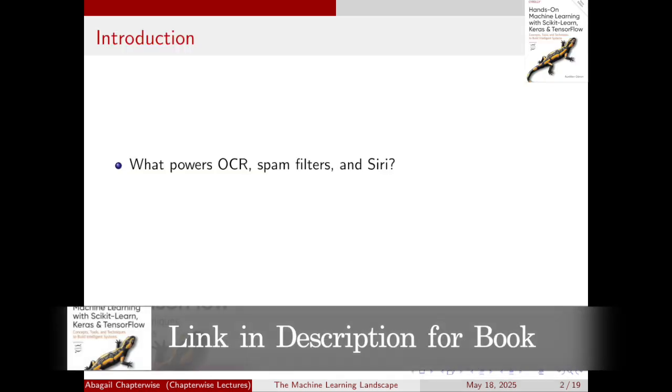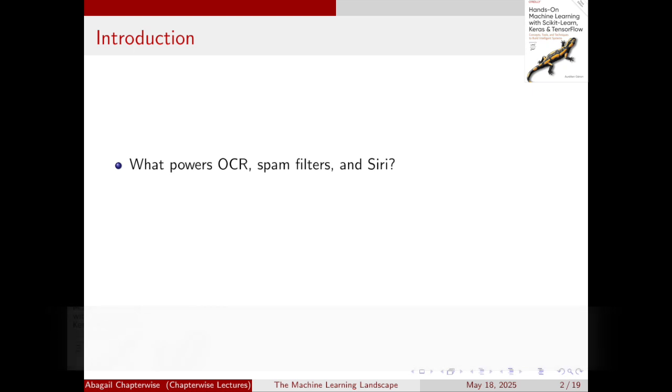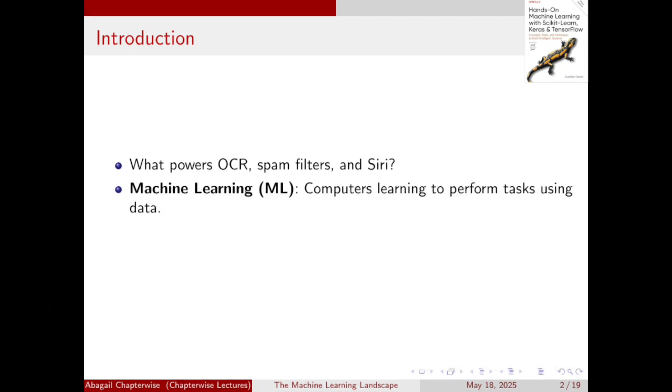Let's start with a question. What powers tools like optical character recognition, email spam filters, and digital assistants like Siri? You might assume it's just clever programming, but the real answer is machine learning. Machine learning, often abbreviated as ML, refers to the process by which computers learn to perform tasks using data instead of being explicitly programmed with rules.